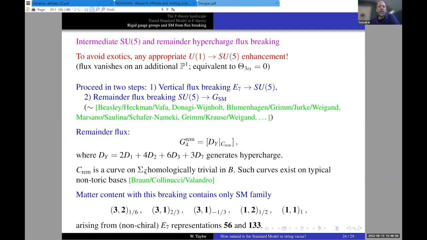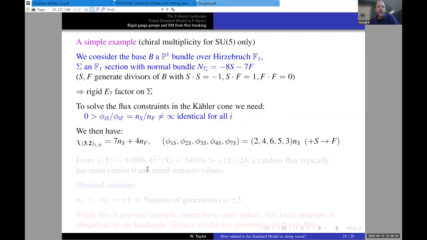You need to find a divisor sigma in the base, which contains a curve which is non-trivial in that divisor, but which is homologically trivial in B. And you can't do that with a toric sigma if your base is toric, but you can do it on a non-toric base. So you have to go to a slightly more exotic construction, but you can do this. And then you get a theory with only the standard model matter. So just a very simple example.